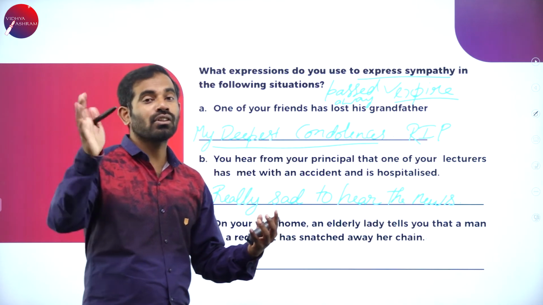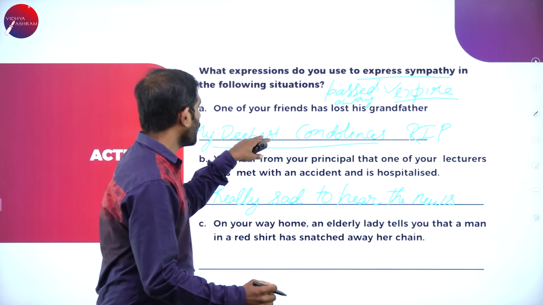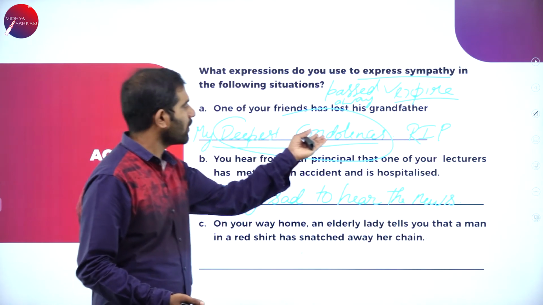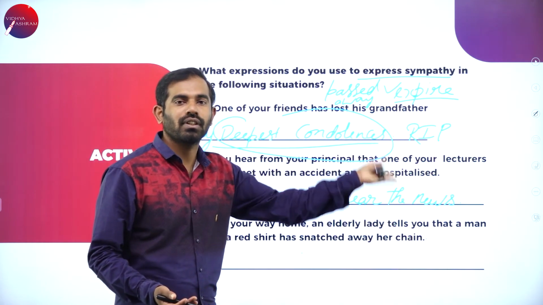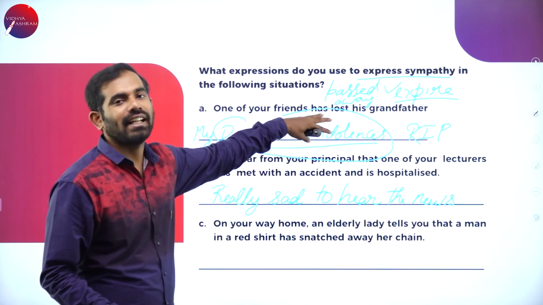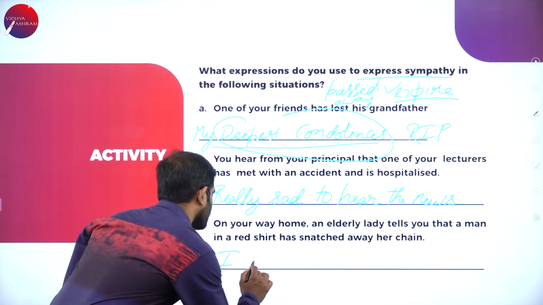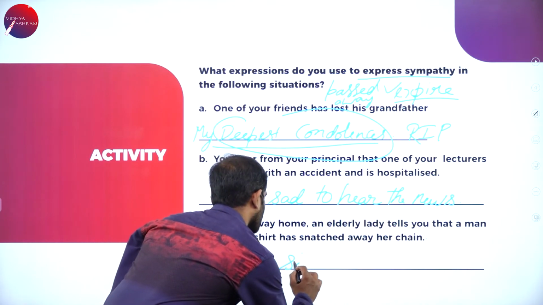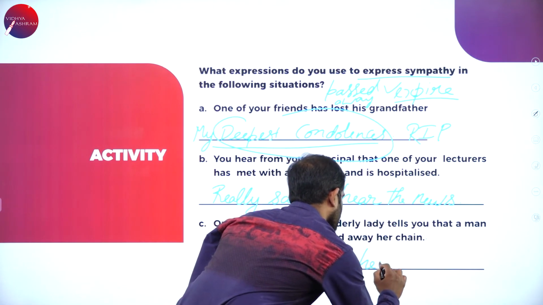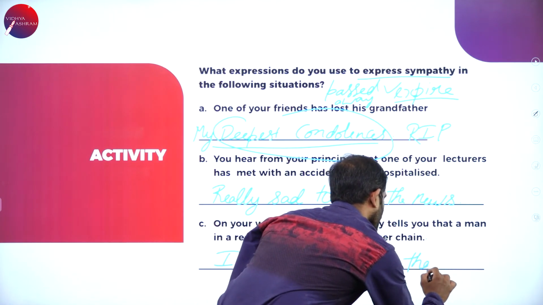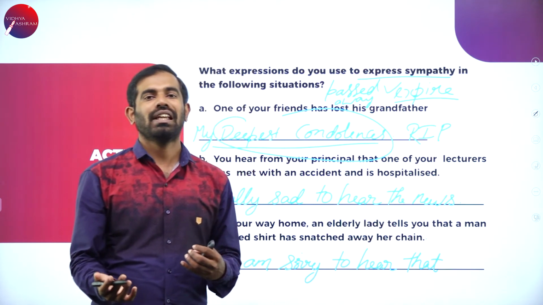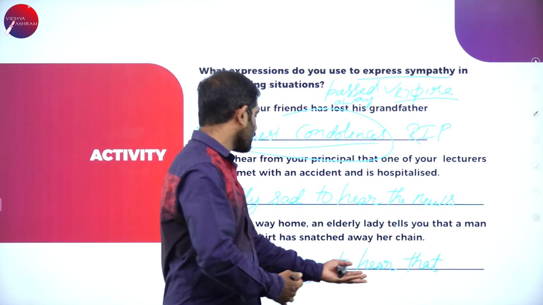Now, you need to know when to use it. You cannot use this deepest condolences here because we are not expressing our sympathy for a dead person in this situation. But there, we are expressing our sympathy to the dead. I am sorry to hear that. I'm really sorry to hear that. Let me just help you out in some way. I'm really sorry to hear that.